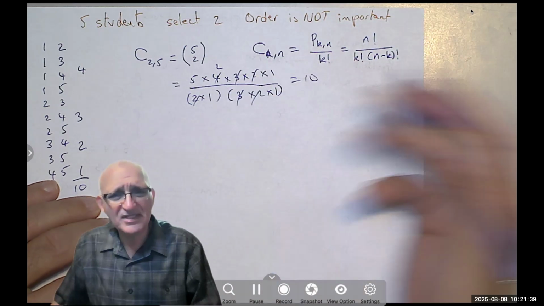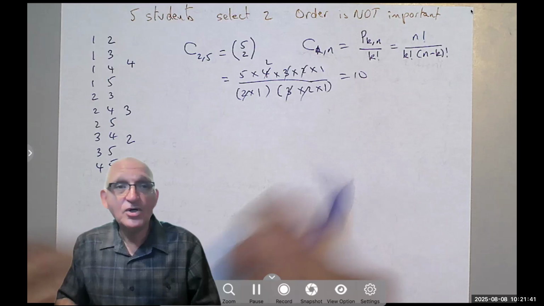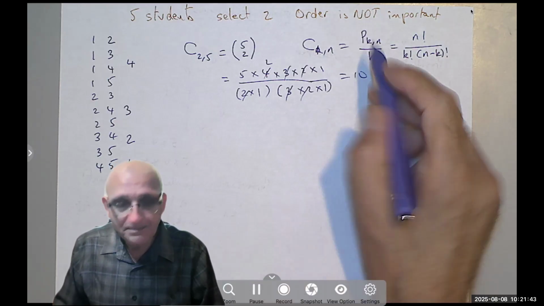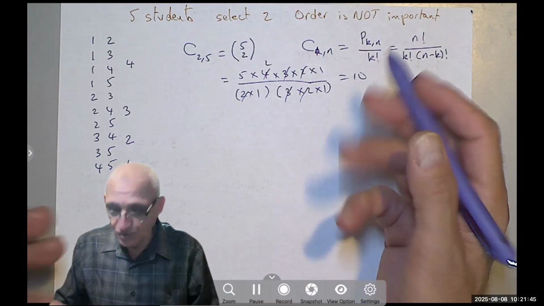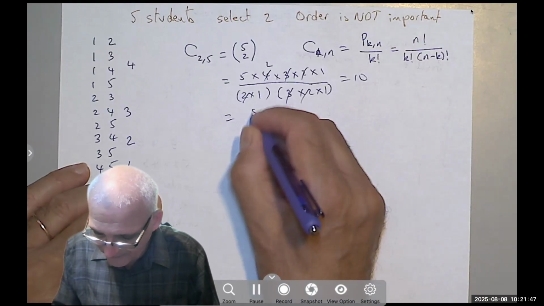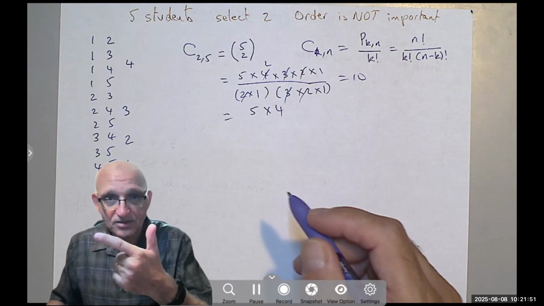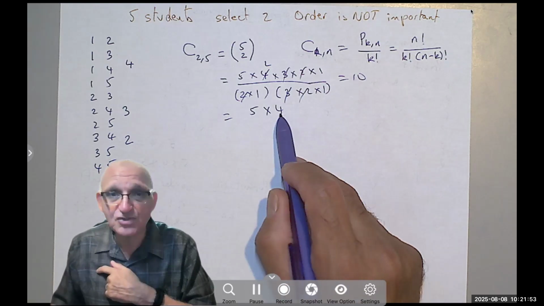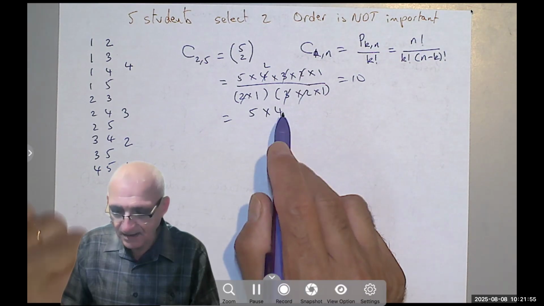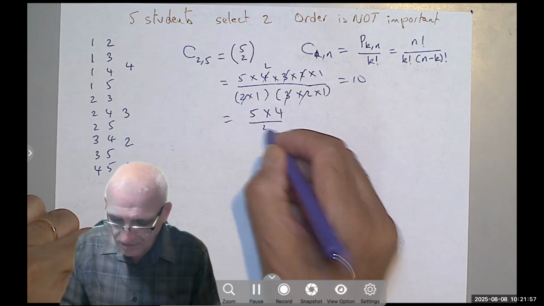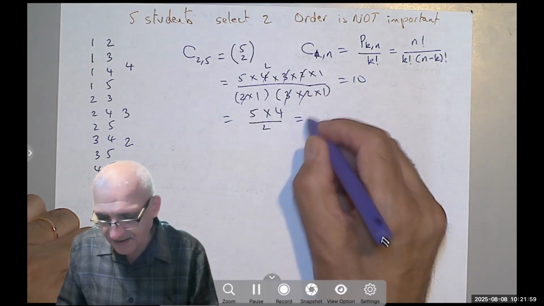Of course, we don't do it like that. So how do we do it? We get the P(n,k), which we learned how to do. So we say 5 times 4, because I had two numbers. So this is P(n,k). And then I divide it by 2, which is 2 factorial. So you get that.